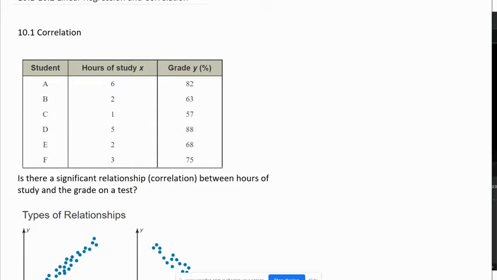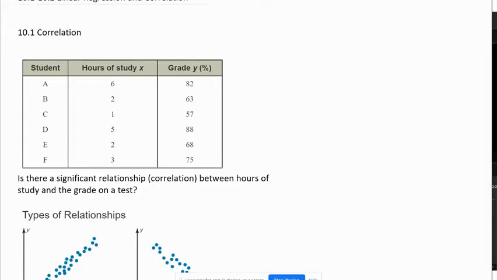So, for example, in this table, I have student grades based on the number of hours a particular student studied. The first student studied for 6 hours and got a grade of 82. The second student studied for 2 hours and got a grade of 63%, and so on throughout the table.